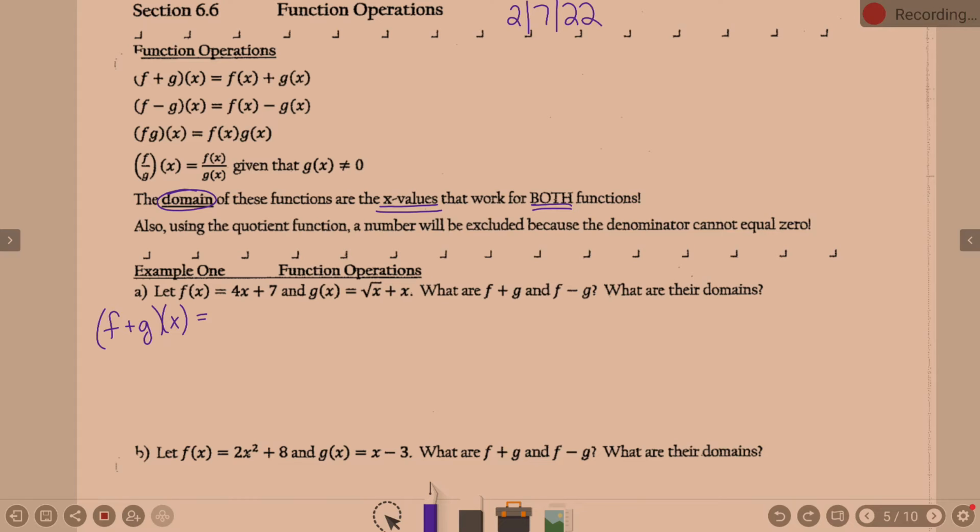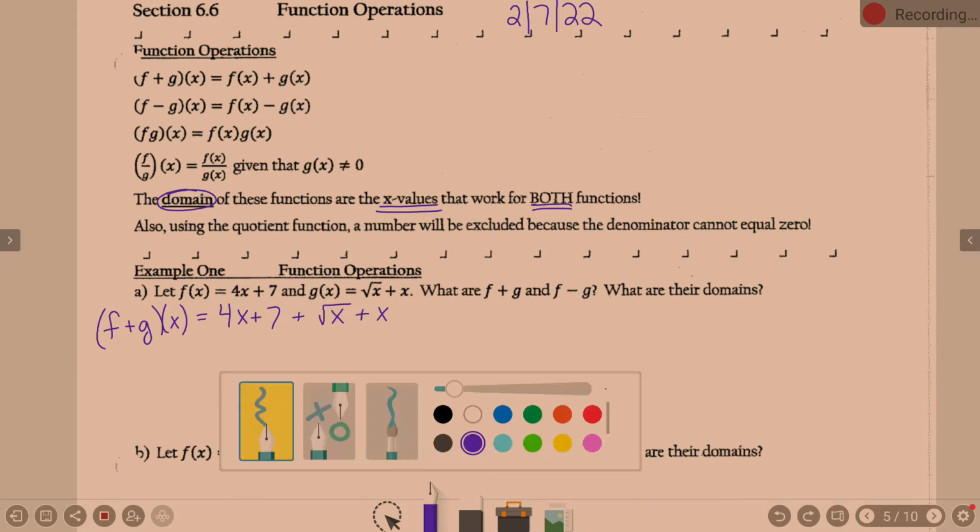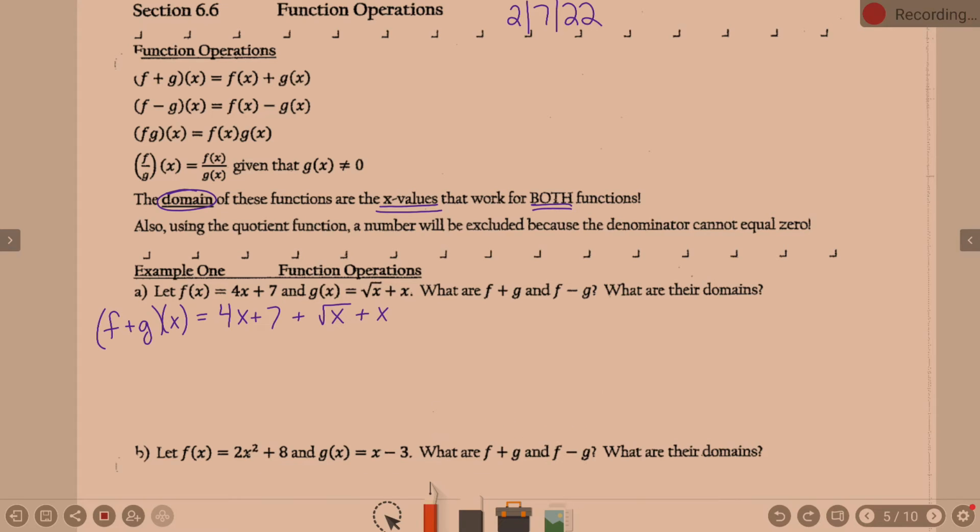Okay, be logical. How do we do f plus g of x? We're going to do f of x plus g of x. What is f of x? f of x is 4x plus 7, plus, what's g of x? Square root of x plus x. And you could have parentheses around these, but we're also just adding, so it's not that we have to have parentheses around these. Okay? Your key is how do we add pieces like this?